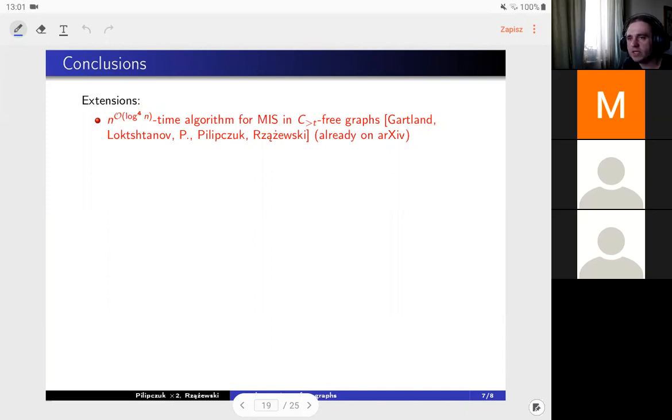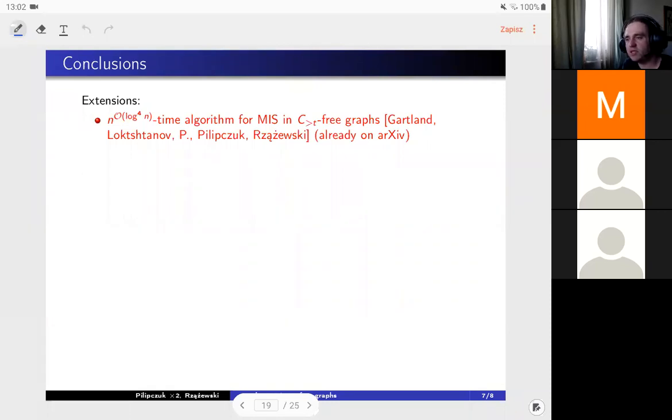And actually, while we were working on the P_t-free graphs, we realized the simple algorithm just before, because the algorithm of Peter and Daniel was a bit more complicated. At the same time, Peter and Daniel posted an n to the log to the 5 algorithm for C-more-than-t-free graphs, so one more log than on the slide. It was based on their own approach for P_t-free graphs with a few new combinatorial insights. So we thought for a while how much we can combine our own combinatorial ideas with theirs for C-more-than-t-free graphs, and it's actually doable. There's one log less, similarly to before. And yeah, so there's an algorithm there.